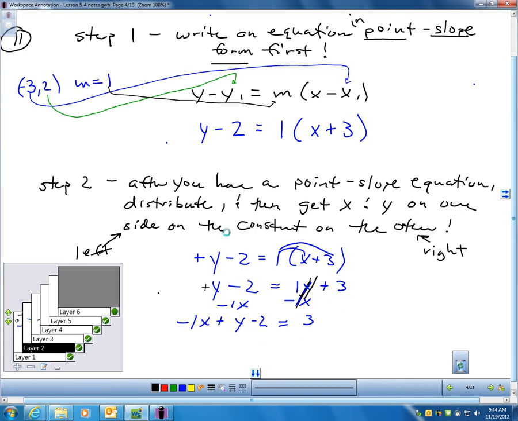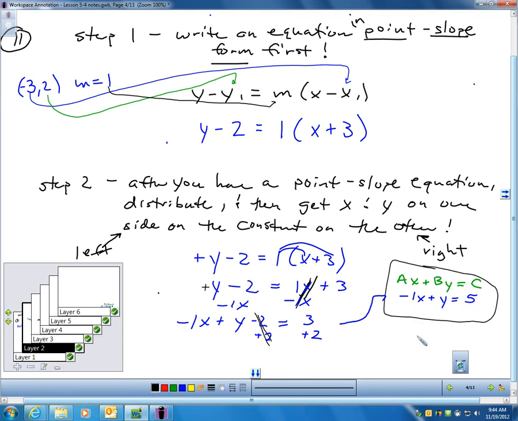Now, I got to get the constants on the other side. There is a constant here, this minus 2. I don't want this minus 2 here, so I'm going to add 2 to each side. And when I add 2 to each side, I have the negative 1x plus y all alone on the left, because these cancel, and I have 5 on the right, and do you notice there's my standard form equation.